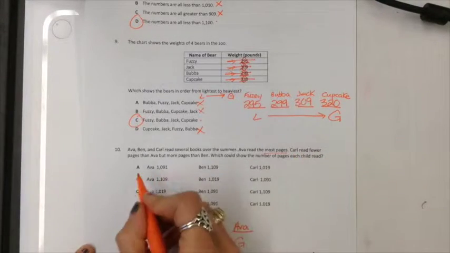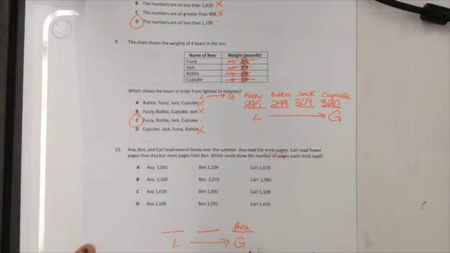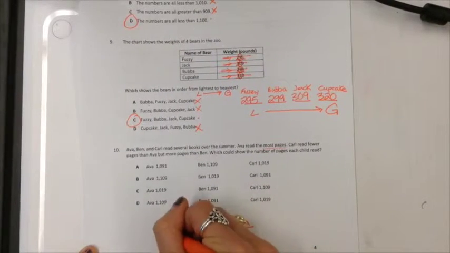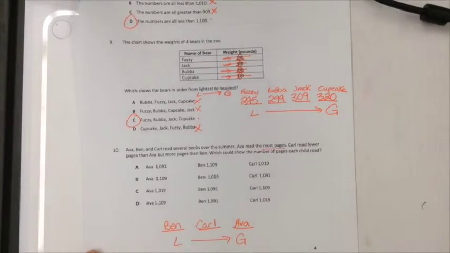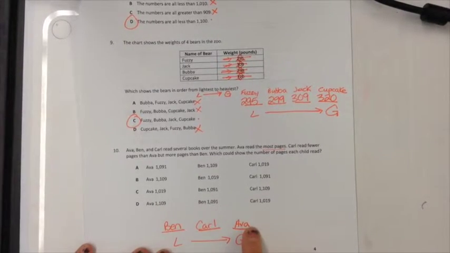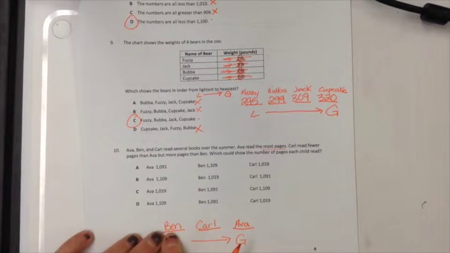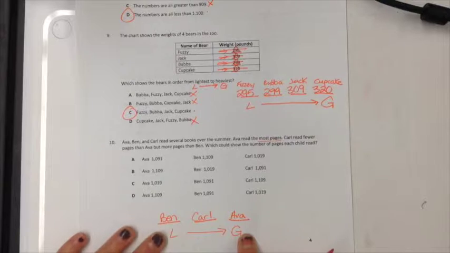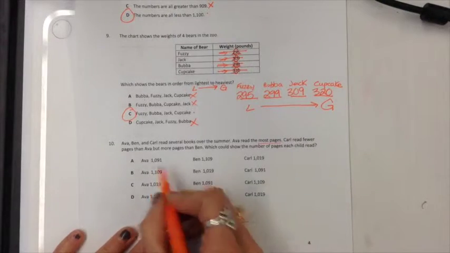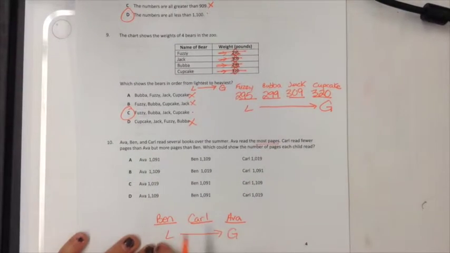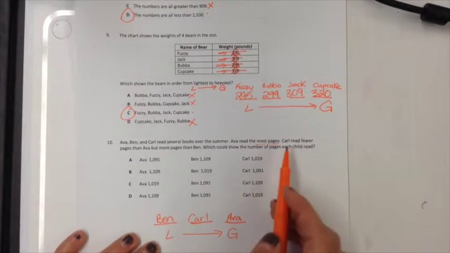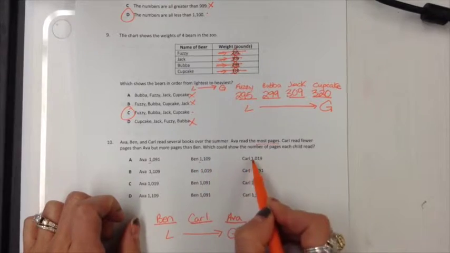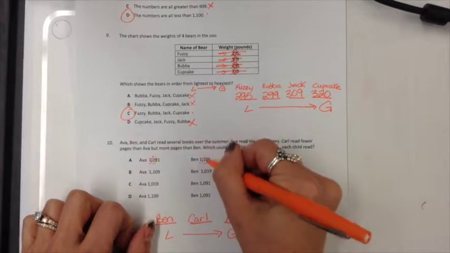Carl read fewer pages than Ava, but more pages than Ben. So fewer than Ava, but more than Ben. So I need to make sure that my answer choice shows Ben having the least number, Carl somewhere in the middle, and Ava having the greatest number. So as I check each answer choice, I'm going to make sure it follows least to greatest like the problem states. Looking at the thousands place, I need to go to the hundreds place.